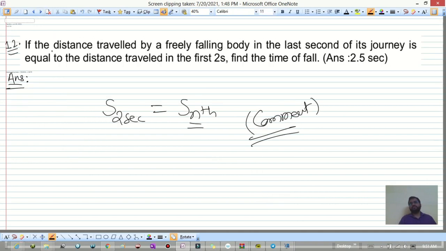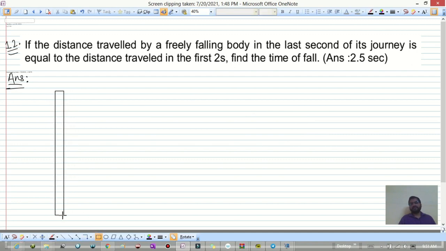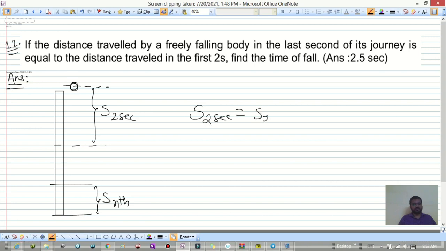Now the next question: if the distance traveled by a freely falling body in the last second of its journey is equal to the distance traveled in the first 2 seconds, find the time of fall. So I'll just draw the diagram. It will be clear if you understand through the diagram. One body is just released, and whatever distance is traveled by this body in the first 2 seconds, s2 seconds, is equal to the distance traveled in the last second, right? So the distance traveled in the nth second supposed to be. So the distance traveled in 2 seconds must be equal to the distance traveled in the nth second.